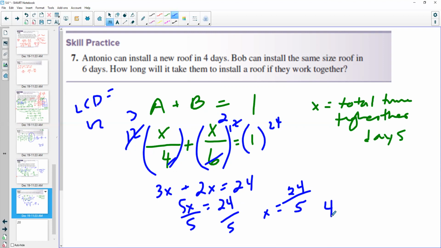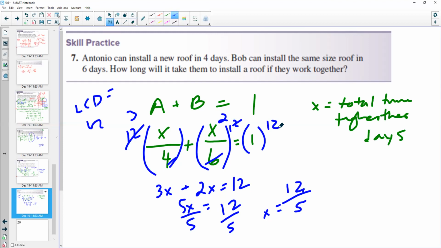What did I do wrong? Oh, I see what happened. I'm sorry. My brain was talking about 24, and so I used it instead of 12. I know you probably saw it when it happened and were yelling at me. 12, 12, 12. You see how I noticed my mistake, though, right? Because it doesn't make sense for it to take longer for them to work together.